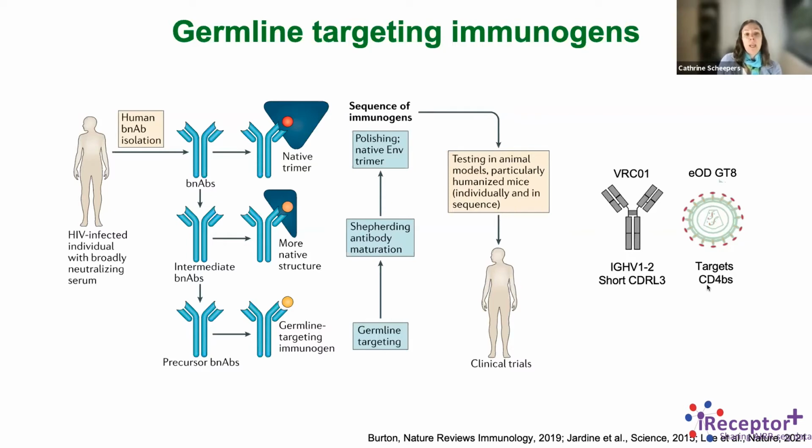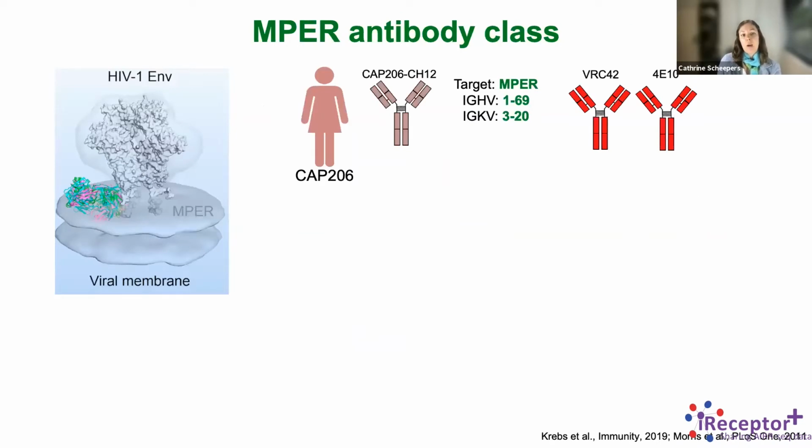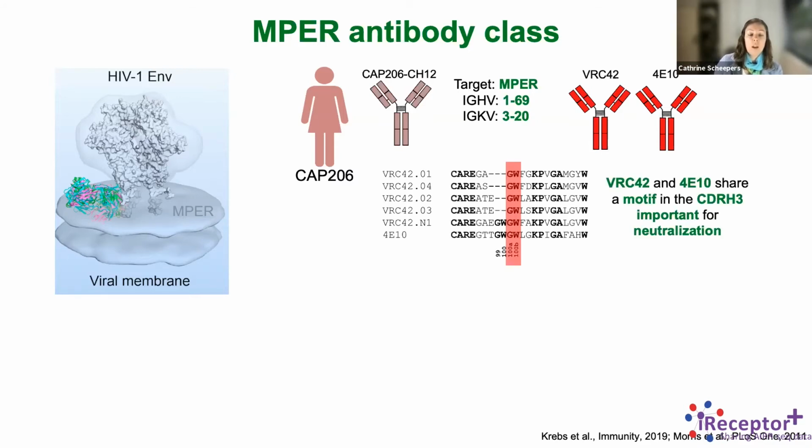As I said, there are many different types of bNAb classes. One of the classes that we have been looking at is an MPER class. So CAP206-CH12, CHARV12, VRC42, and 4E10 all target the membrane proximal external region, which is at the base of the envelope next to the viral membrane. All 3 of these antibodies use a VH1-69 and a kappa 3-20. VRC42 and 4E10 also share a motif within the CDRH3, which we know is important for neutralization.